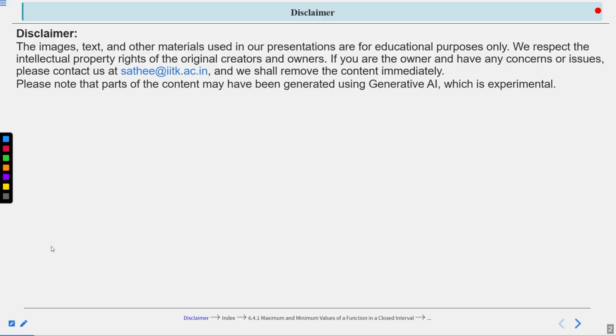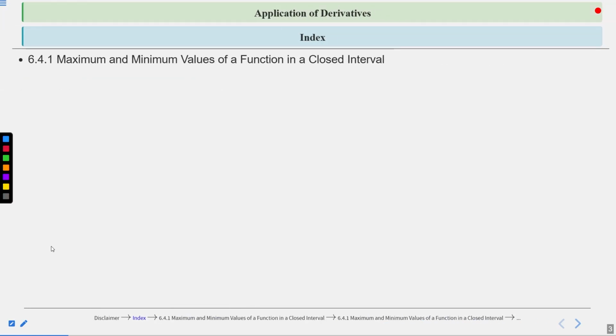So let us start. In this class, we will study NCERT section 6.4.1, which is maximum and minimum values of a function in a closed interval, right? We will study theorems 5 and 6. We will see examples 27 to 29. So let us start now.